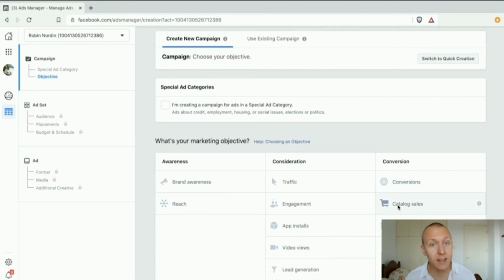Then we also have catalog sales, which we're going to go through later on in the course, how to do a specific type of retargeting dynamic ads. You don't need to know what that is yet. And then we have store traffic, which is for physical stores, especially for those who have multiple store locations.